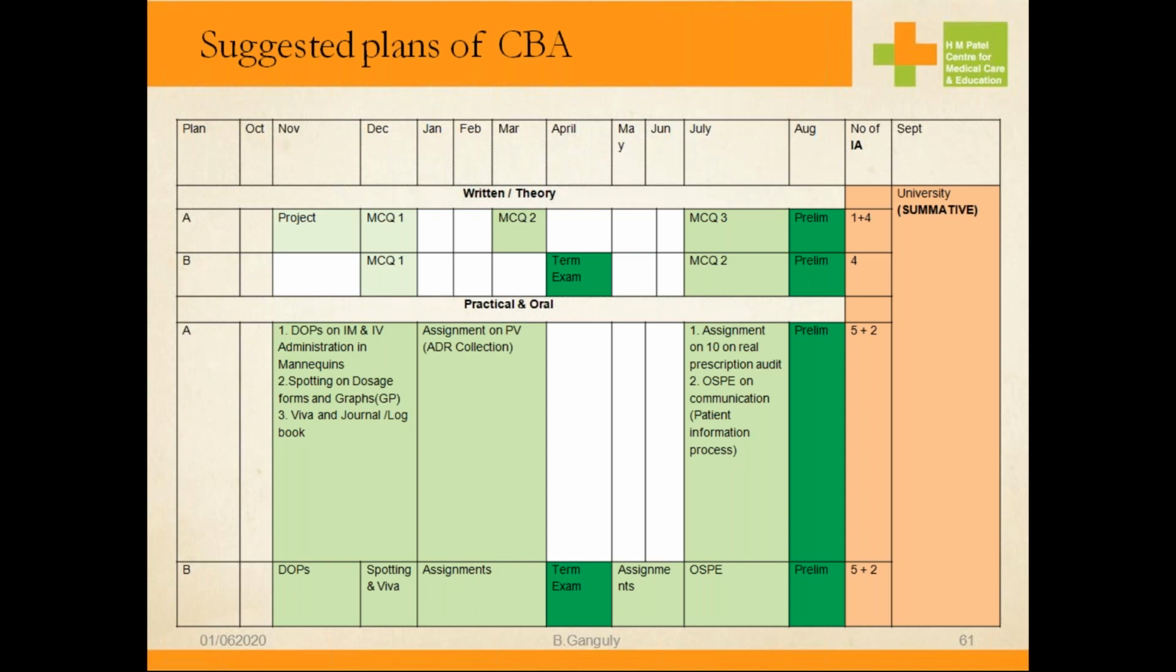In plan A, I'm not keeping any terminal examination, only 1 full examination, that is prelim in August, and continuous assessment, that means formative assessment. I have put up a project. In December, we can plan 1 MCQ. In March, we can plan a second MCQ. In July, we can plan a third MCQ. And in August, prelim. No terminal examination. And project or assignment, whatever you say. I can say it as an assignment. I can say it as a project to collect ADRs.